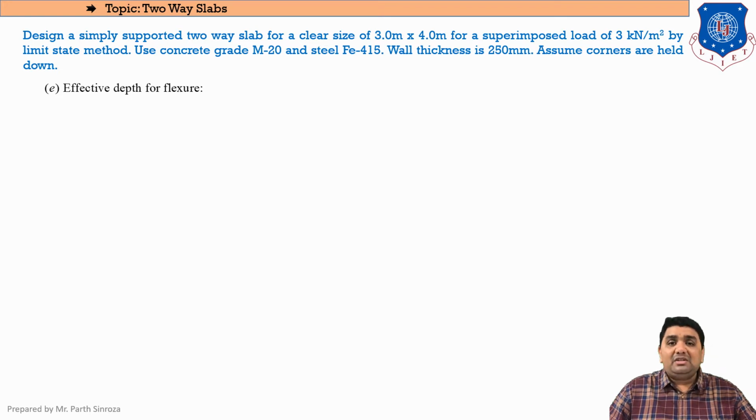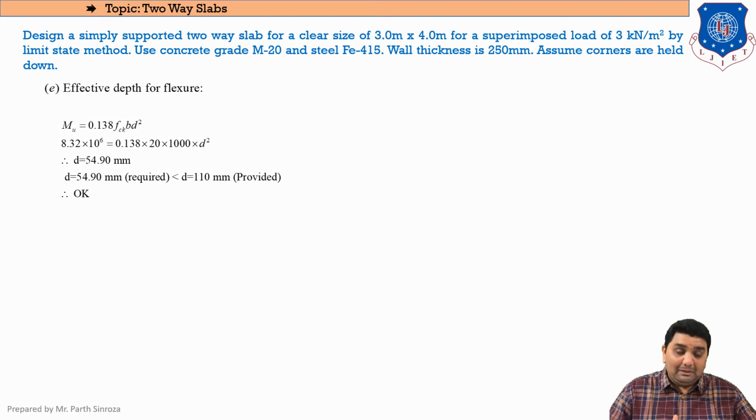And for that we'll be using the equation for Mu lim. So Mu will be 0.138 fck bd square. Now keep in mind here, as we are getting two values of M, that is for Mx and My. In the previous sum our Mx and My were the same, so substituting either of them would give the correct answer, but in this case our Mx and My are different.